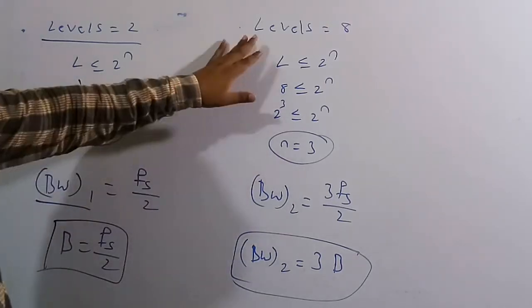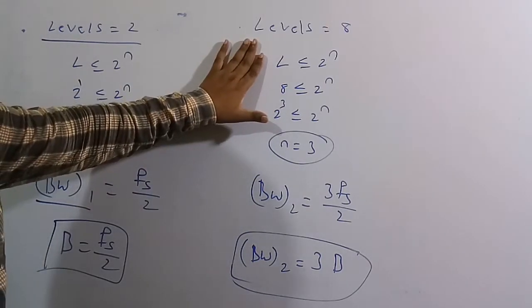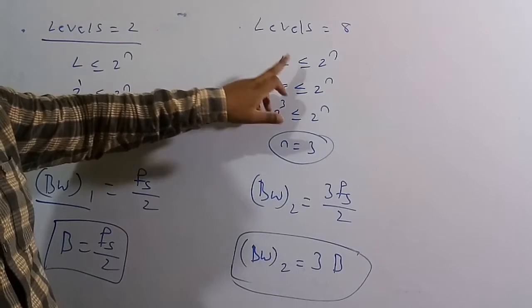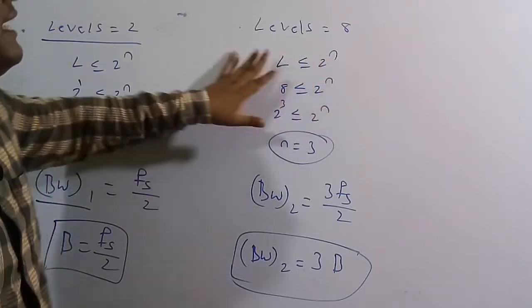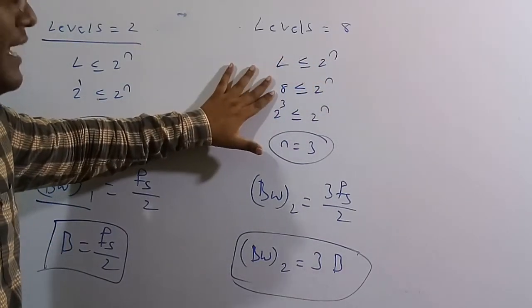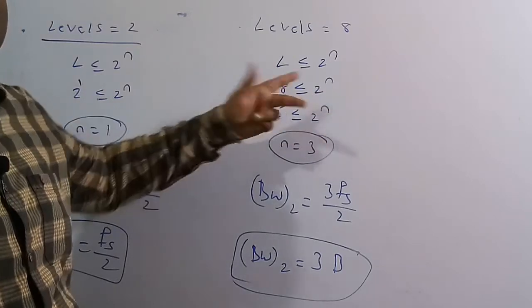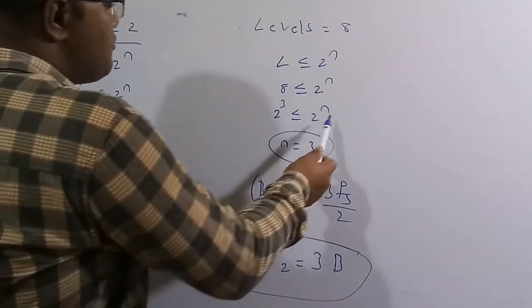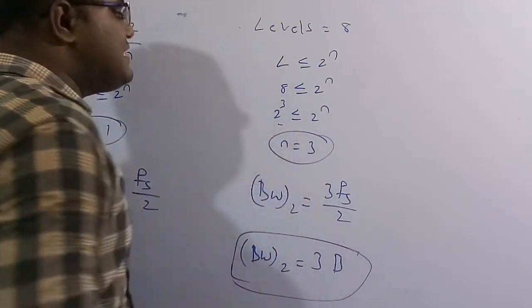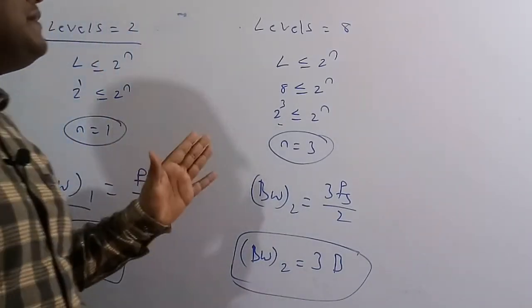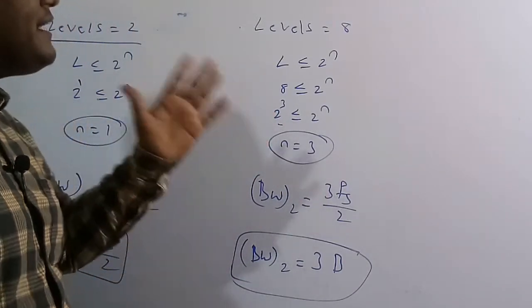So for the second case, if the number of levels is 8, so therefore number of levels is always less than or equal to 2 to the power of n. In the term of L you have to replace 8 less than or equal to 2 to the power of n. So 8 is nothing but 2 cube. So therefore by comparing both of them we are going to get 3. So with the help of 3 bits we can get 8 levels. Up to 8 levels is possible.